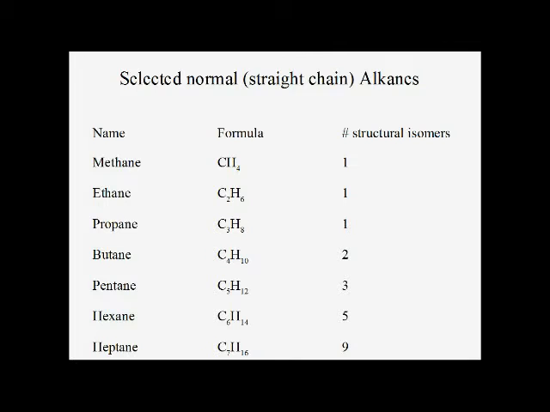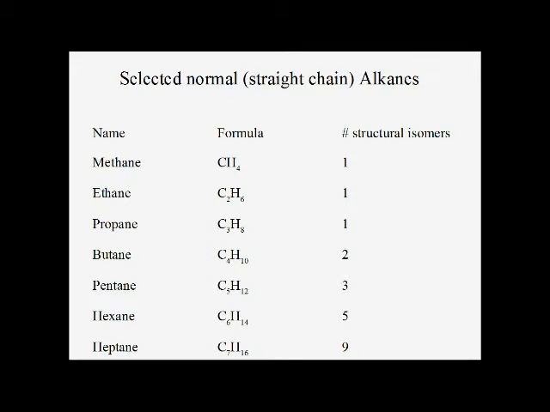Ethane is 2 carbons. Propane is 3. Butane is 4. Pentane is 5. Hexane is 6. Heptane is 7. On all these, the number of hydrogens is going to be 2 times the number of carbons plus 2. So if we look at pentane, 5 carbons, 2 times 5 is 10, plus 2 is 12. So we have 12 hydrogens on that.